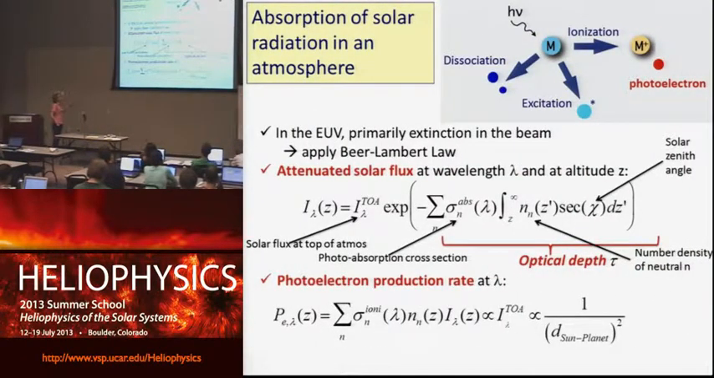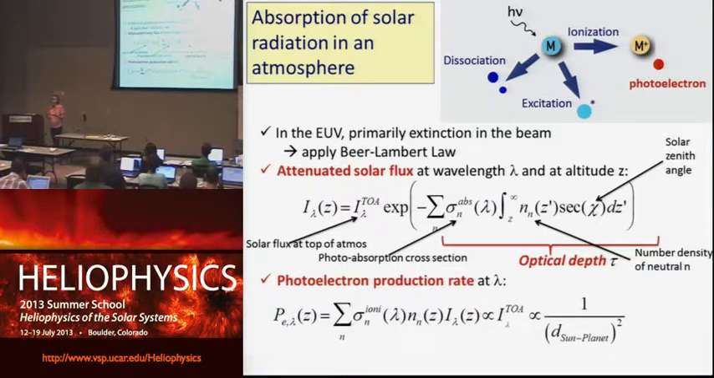So what happens? Well, in the extreme ultraviolet, if we can assume that the radiation primarily undergoes extinction, meaning you can neglect scattering into the beam or emission in the atmosphere, then you can apply the Lambert-Beer law. The attenuated solar flux at a given altitude and wavelength is given by the solar flux at the top of the atmosphere at that wavelength, times exponential minus the optical depth. The optical depth is a function of the photoabsorption cross-section associated with the neutral N, one of the atmospheric species, at the wavelength lambda.